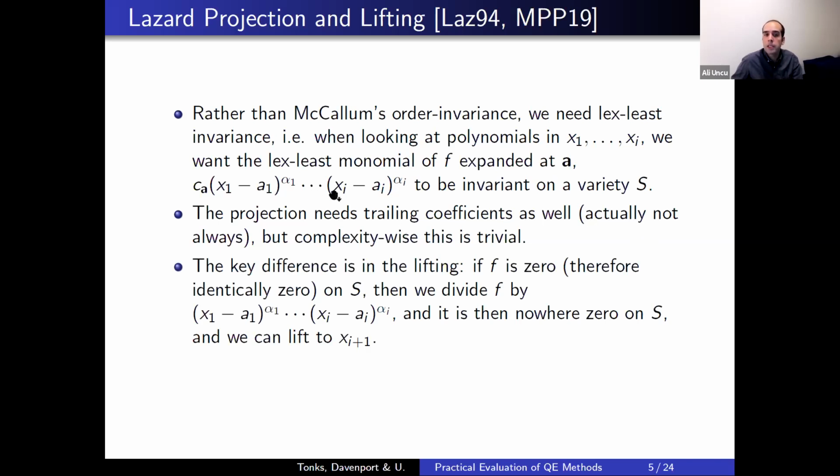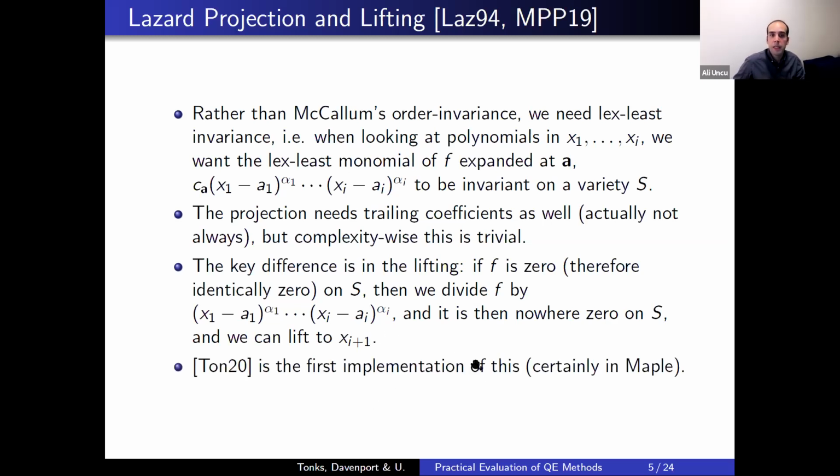And the main key difference is, since you know the lex least monomial of f, if you see that your polynomial f is 0, that it vanishes on a variety S, then you can divide this polynomial, divide f, and simplify the degrees with this big chunk of polynomial. And that is actually just to lower the degrees. And Tonks's thesis, so the quantifier elimination package that is going in Maple now, is the first implementation of this, certainly in Maple. That is the first implementation that we know of.